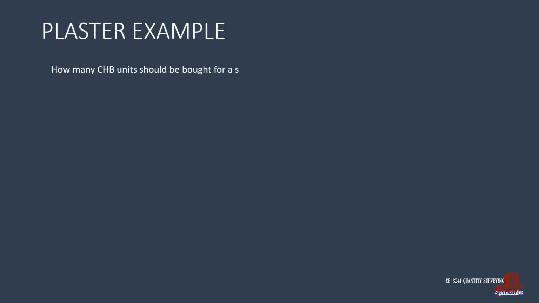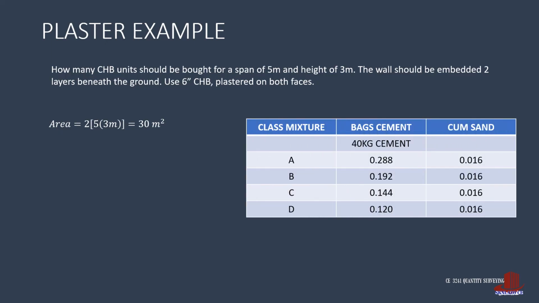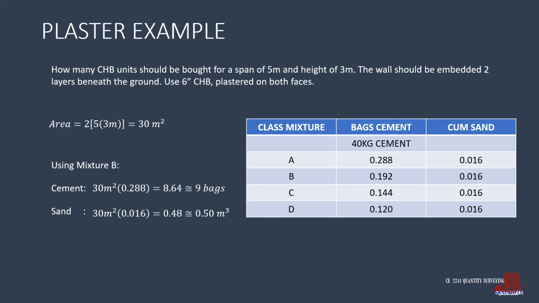If we continue solving the previous example with plastering, check that the specification is for both faces requiring to be plastered. So that would double the area needing the work, and that is twice of 5 by 3 meters, giving us 30 square meters. With Class B, cement will then be multiplied by 0.288 for 40 kilogram bag of cement, and that would turn us 8.64 or around 9 bags of cement. Sand will be multiplied by 0.016, resulting to 0.48 or 0.5 cubic meters of fine sand.